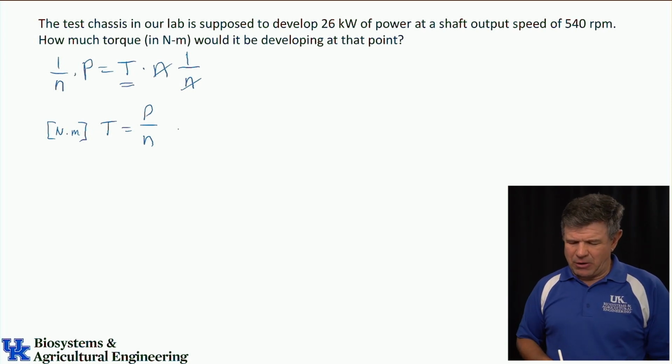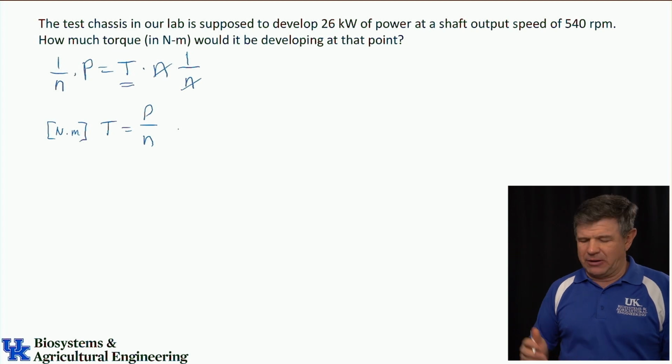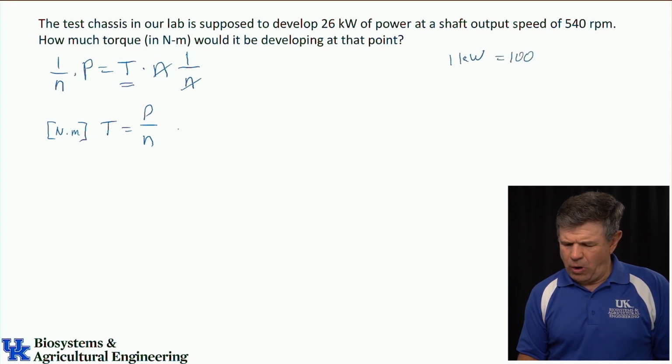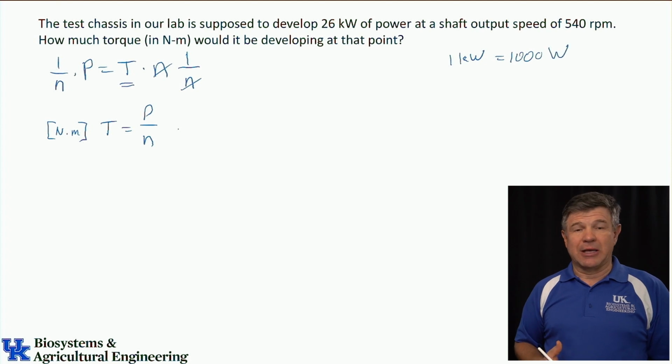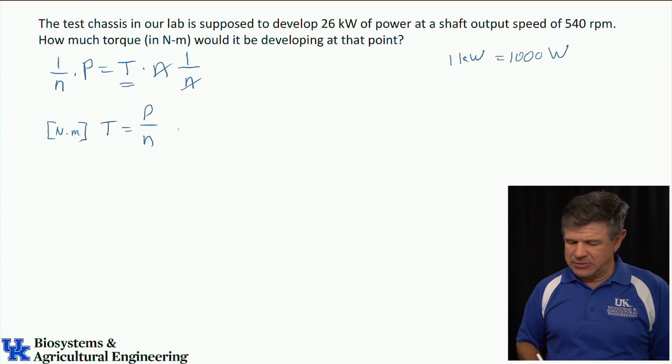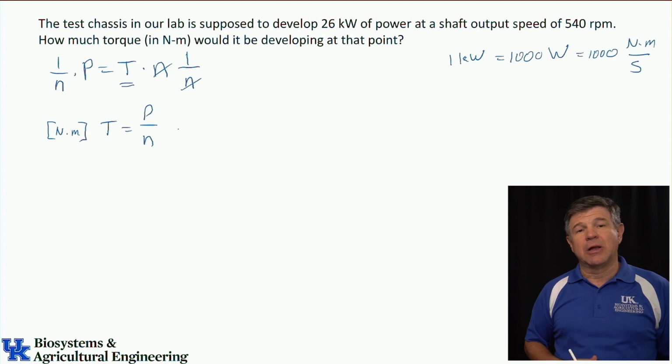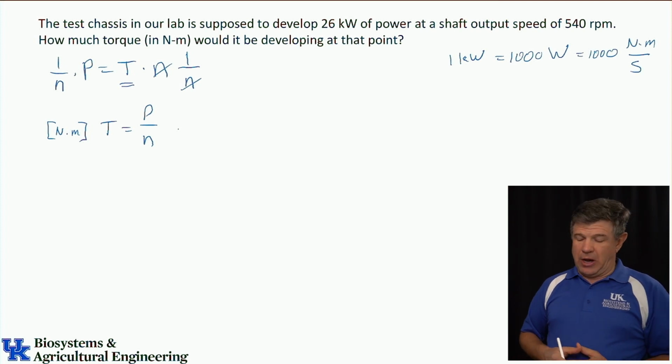Okay, so let's look at power. Power is in kilowatts. Now, let's remember that 1 kilowatt is equal to 1,000 watts. Okay, so that's what a kilo does. It just makes it 1,000 times. And that's the same thing as 1,000 Newton meters per second. Okay, so I can utilize those relationships.